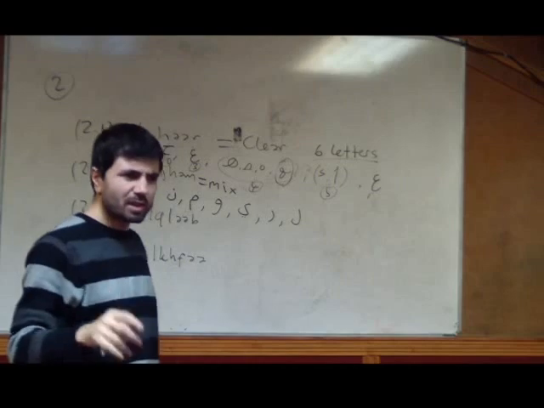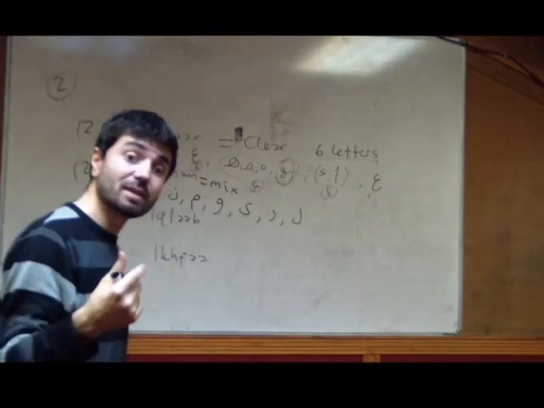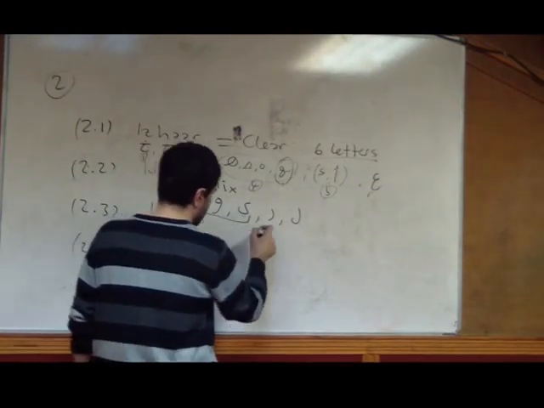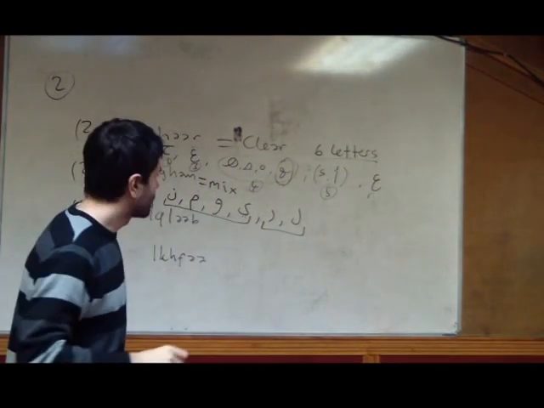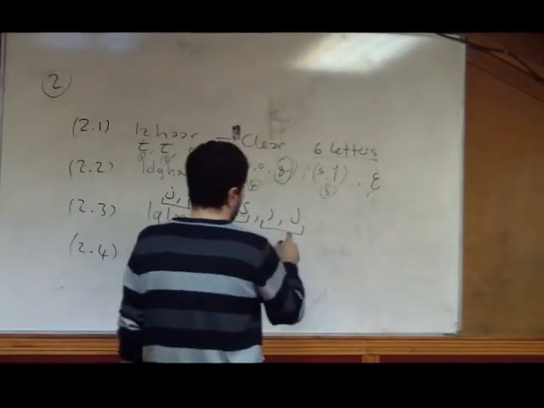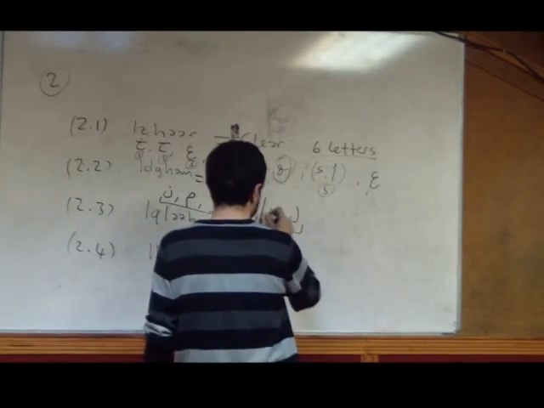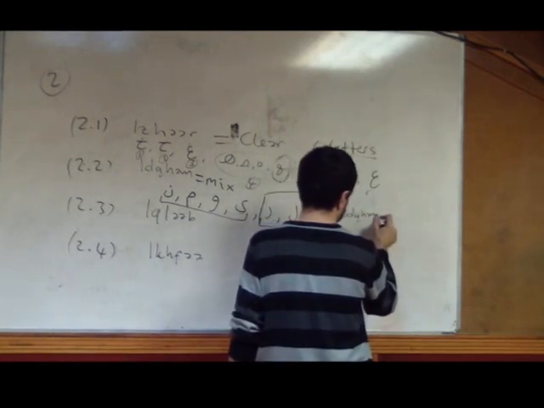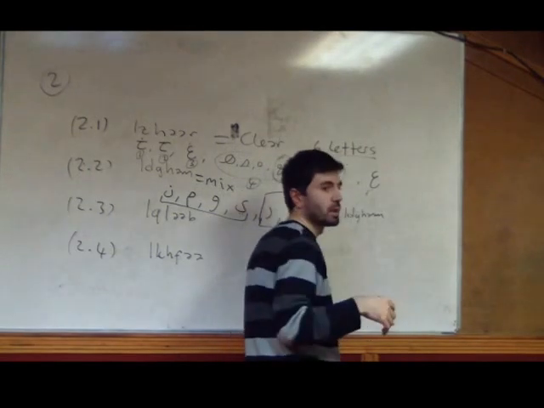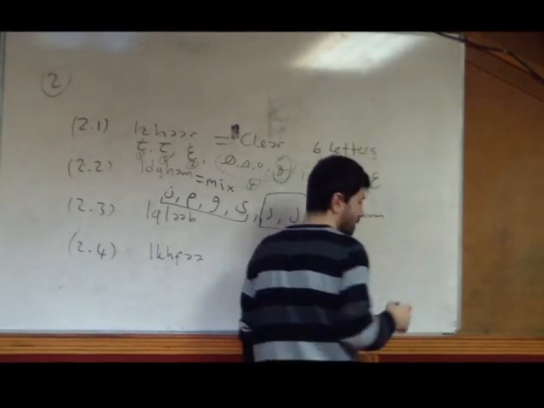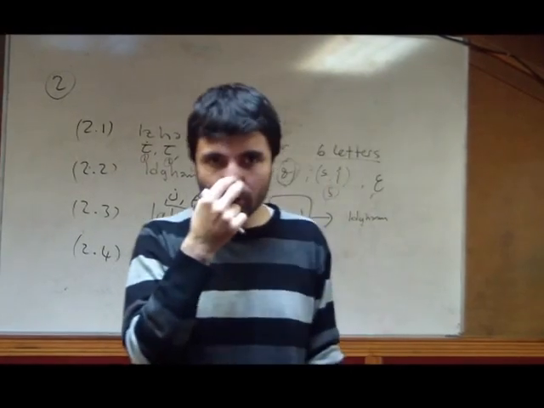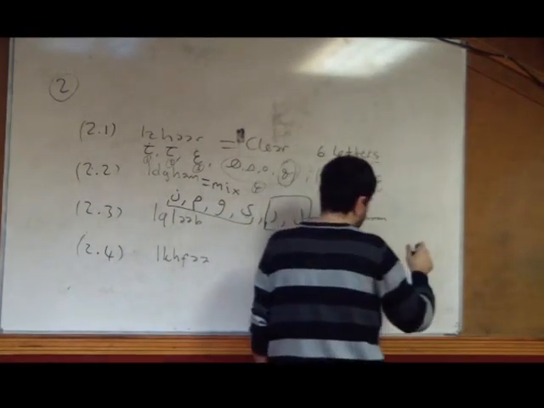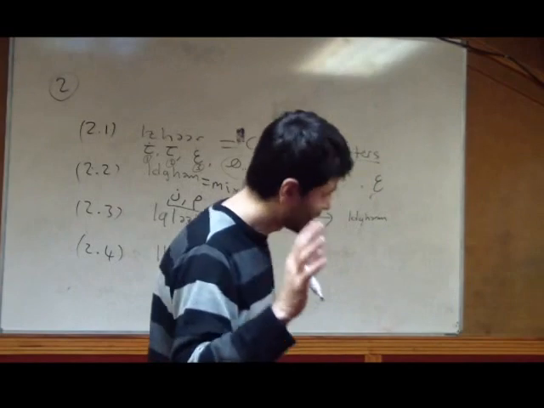So this is idgham. Now idgham has two sections. One refers to these four letters, the other one is these two. We say these two are idgham bila ghunna. Ghunna is like a noise from your nasal cavity. I will not write it, just say bila ghunna.